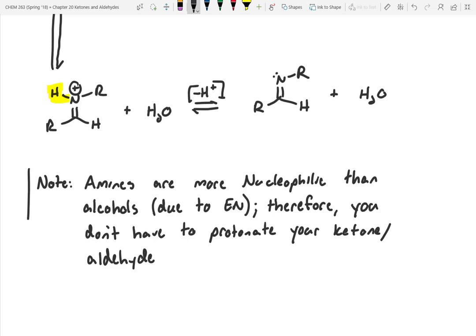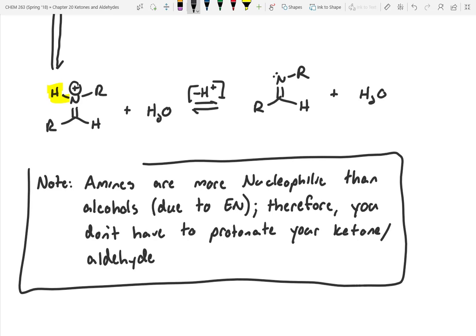So it is a little bit different. An analogous example too is with Grignard reagents, right? Carbon's even less nucleophilic, which means it can attack a ketone or an aldehyde without it being protonated. So it's kind of in between having an oxygen nucleophile and a carbon nucleophile. It doesn't need to be protonated for this to occur.